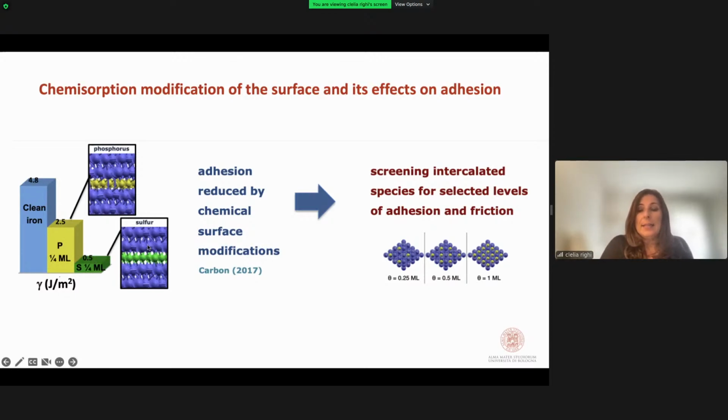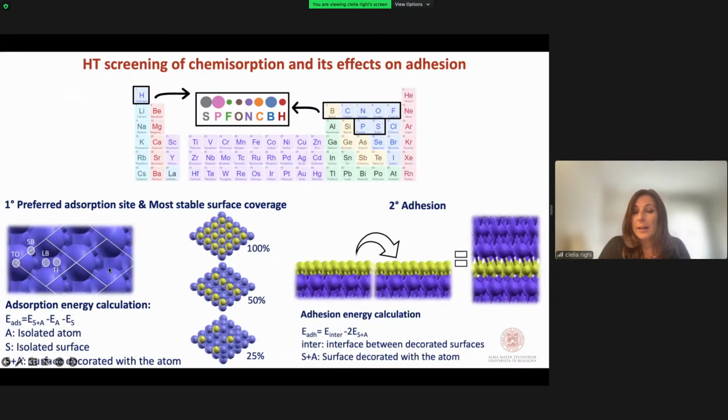So the idea is to try to perform a high-throughput screening of possible adsorbates on our metal surfaces, and to identify their effect on the adhesion energy, because in some cases one could also desire to increase the adhesion of an interface. So we consider the metal interfaces that I presented before, and calculated the chemisorption of these elements of the first two periods, the non-metal elements of the first two periods, and also sulfur and phosphorus that are key elements for lubricant additives.